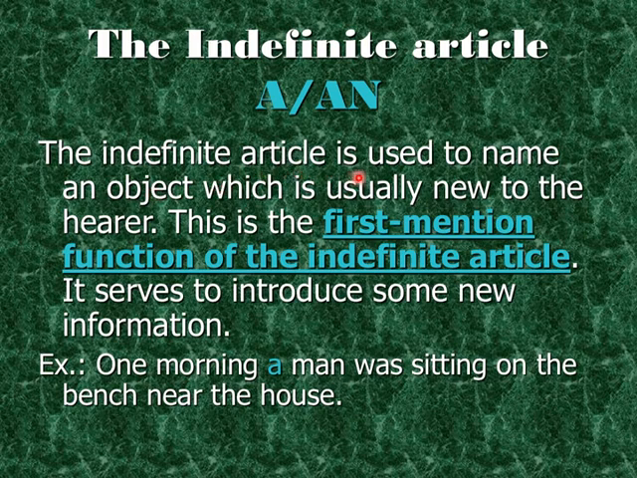The indefinite article is used to name an object which is usually new to the hearer. This is the first mention function of the indefinite article. It serves to introduce some new information. For example, one morning a man was sitting on the bench near the house.